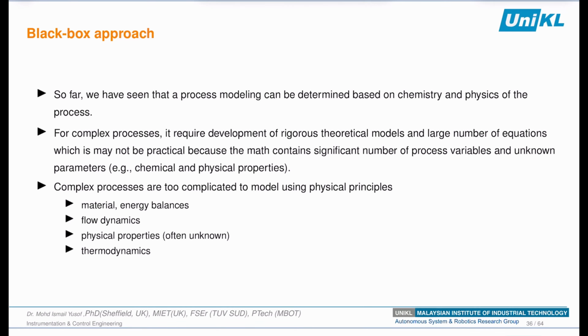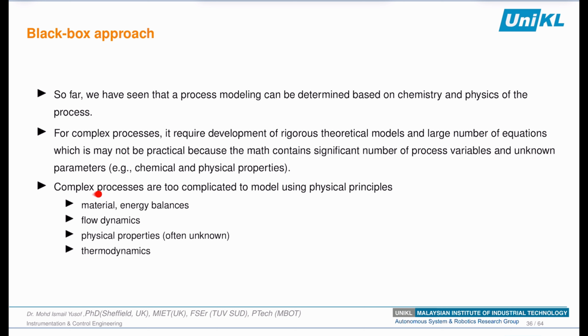In this video, we're going to discuss the process identification system using a black box approach. So far, we have seen that process modeling can be determined based on the chemistry and physics of the process. However, bear in mind, natural processes are complex, and complex processes require the development of rigorous theoretical models and a large number of equations, which may not be practical because the mathematics contain a significant number of process variables and unknown parameters such as chemical and physical properties.